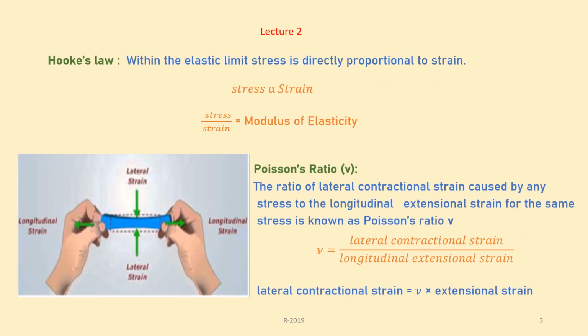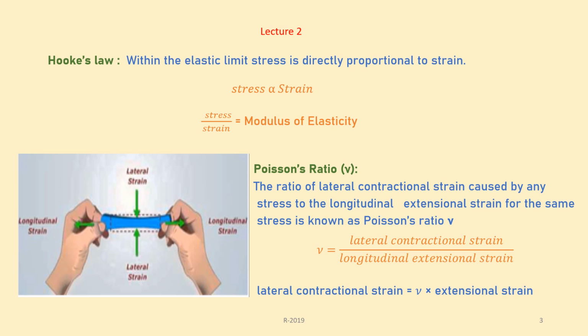Now starting our lecture 2, let me first define Hooke's law, named after Robert Hooke. Every body has a limit called elastic limit, within which stress is directly proportional to strain. So stress by strain is equal to a constant called modulus of elasticity.